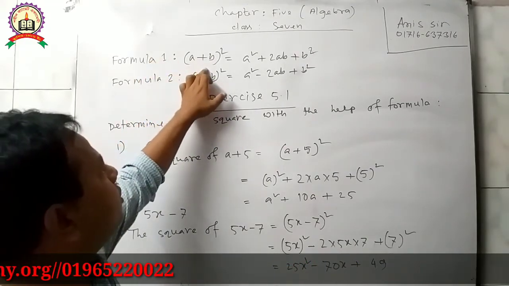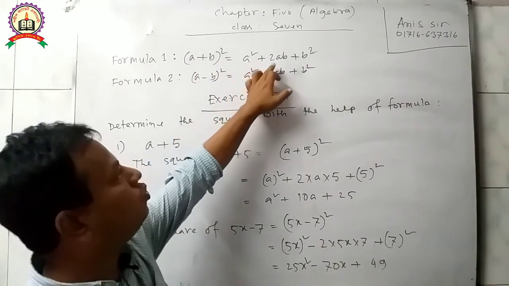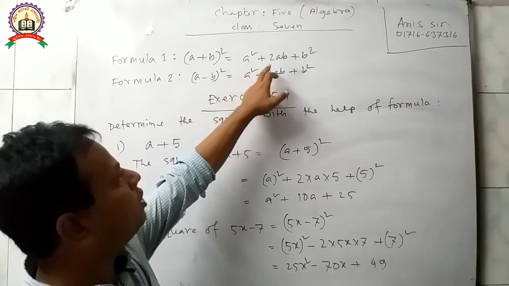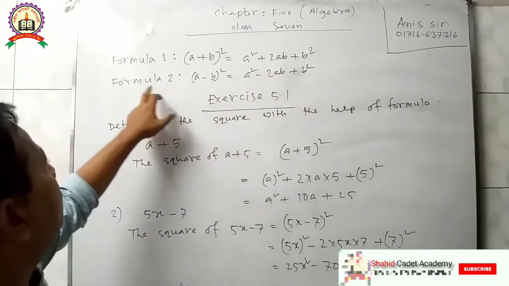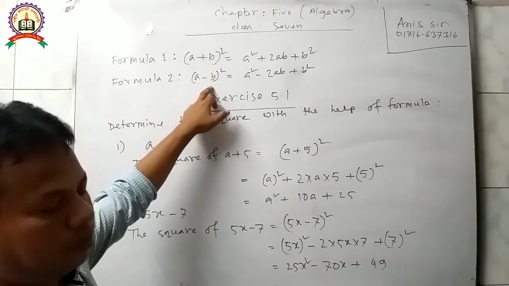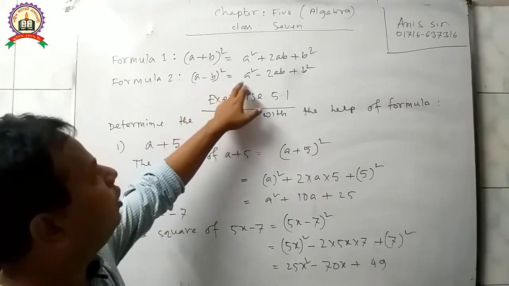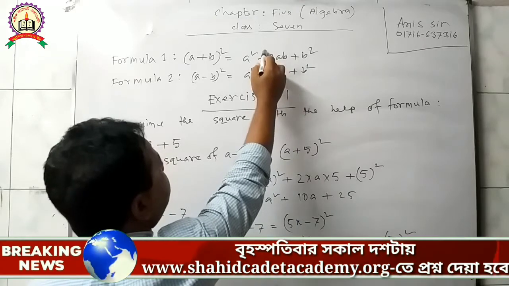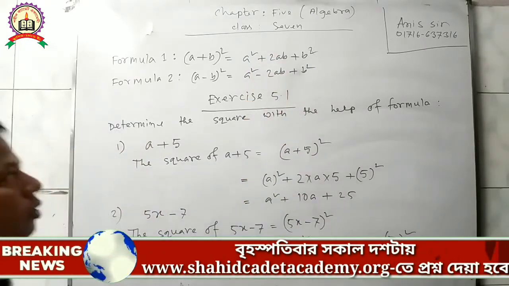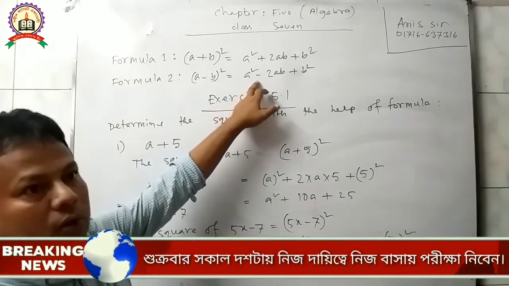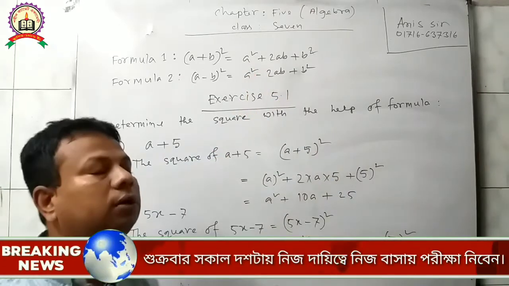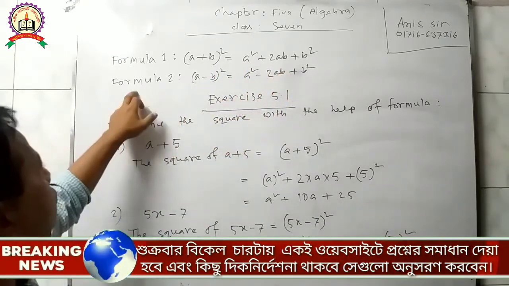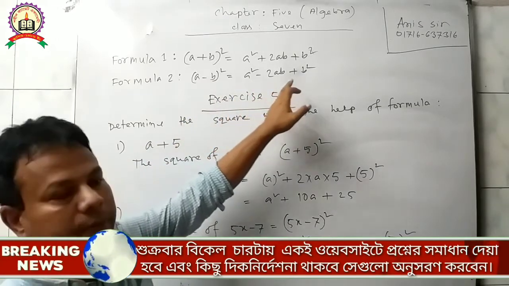Formula 1: a plus b whole square equal to a square plus 2ab plus b square. Formula 2: a minus b whole square equal to a square minus 2ab plus b square. Almost the same. The difference is here it is plus, here it is minus, and apart from this all are equal.